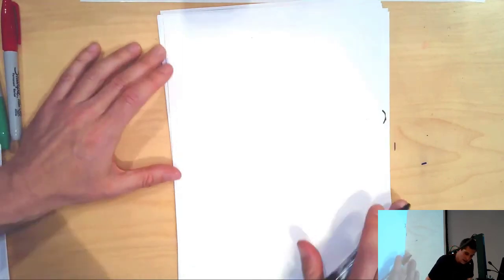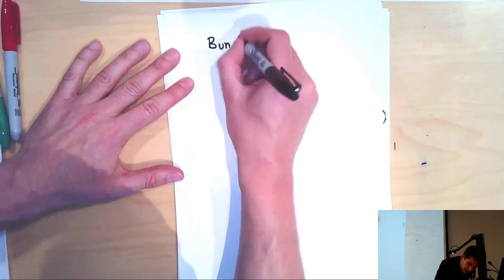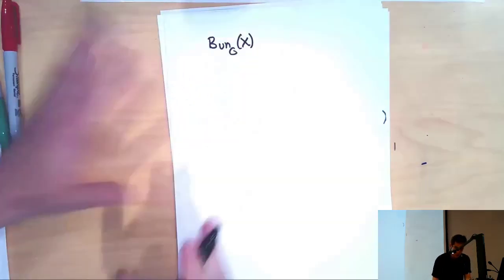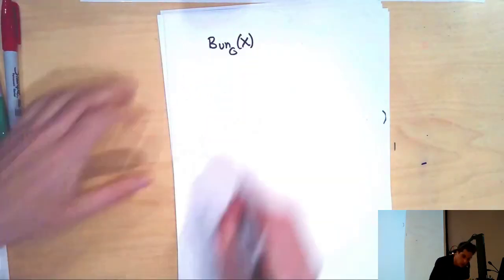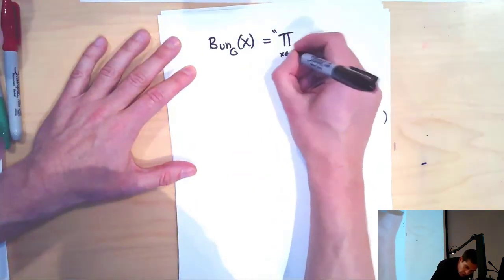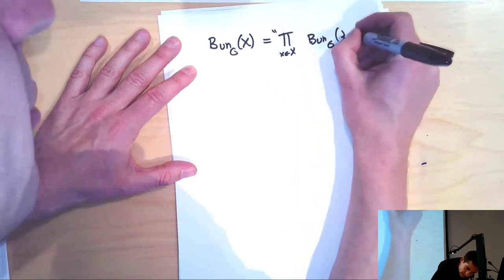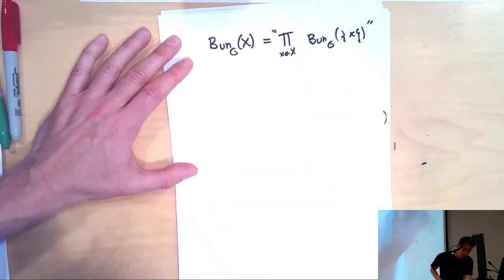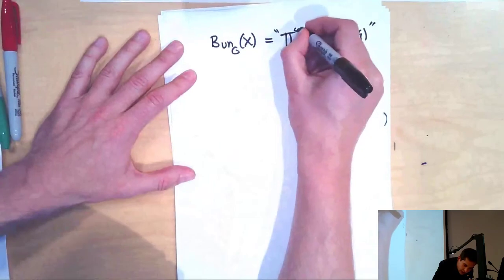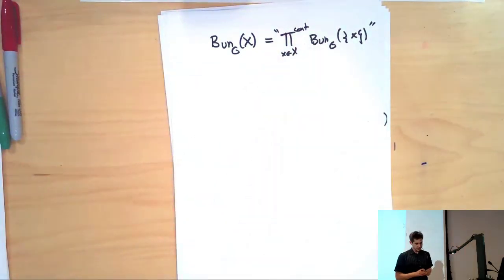So let me write that in a rough heuristic form. Bun_G of X, this space which parameterizes G bundles on your entire curve, is like a product over all the points of X of Bun_G at that point. And well, it's in quotation marks. This should be some kind of continuous product. It's really just a heuristic.